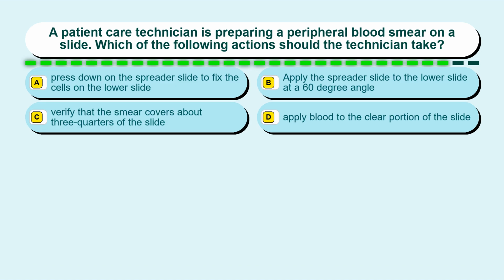Question 14. A patient care technician is preparing a peripheral blood smear on a slide. Which of the following actions should the technician take? Option A. Press down on the spreader slide to fix the cells on the lower slide. Option B. Apply the spreader slide to the lower slide at a 60-degree angle. Option C. Verify that the smear covers about 3/4 of the slide. Option D. Apply blood to the clear portion of the slide.